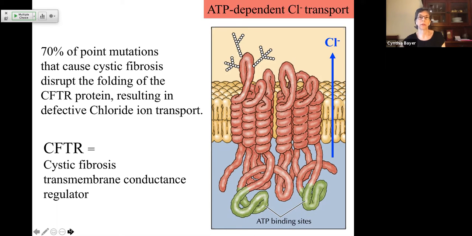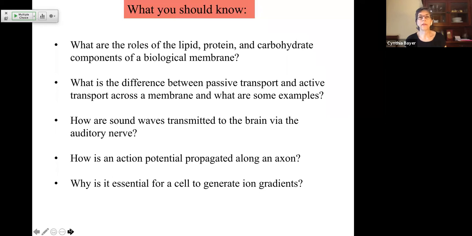So, as I like to give you at the end of a chapter, a list of things that you should be considering while you're studying through this material. Thinking about, first of all, the structure of our biologic membranes. What are the roles of the lipid components, protein components, carbohydrate components? What are the roles of some of these transport molecules? What's the difference between passive transport and active transport? What we were just talking about today is these active transport carrier proteins that move ions against their concentration gradient.